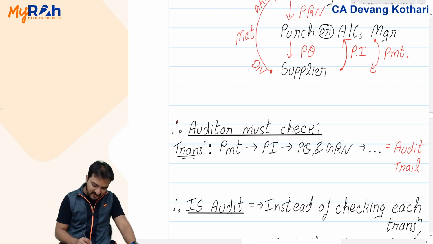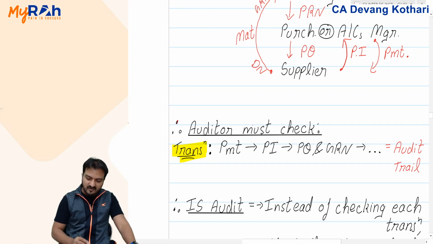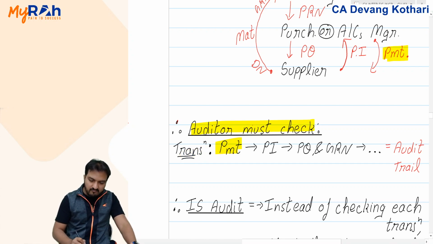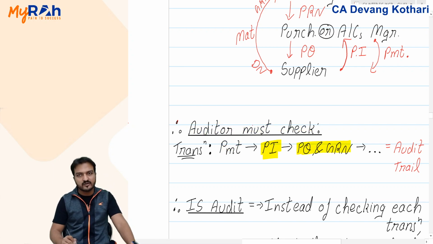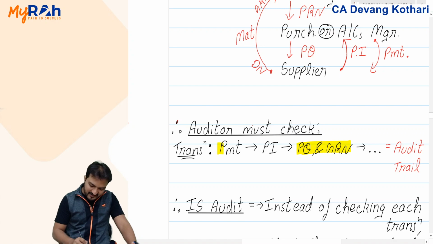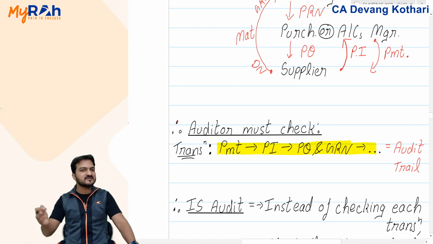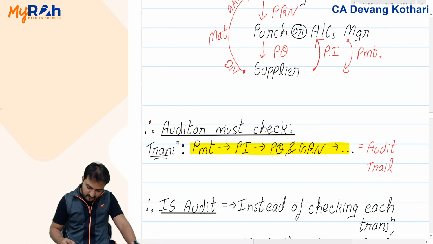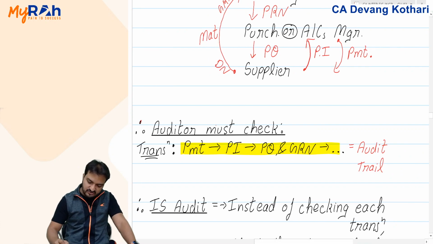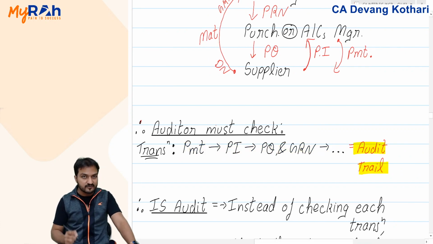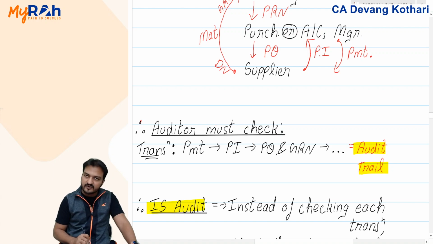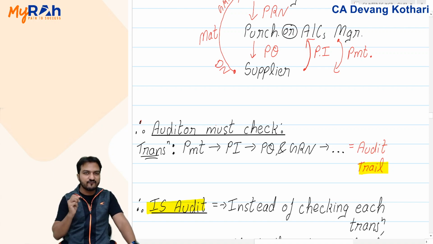When a transaction happens, the final thing at the end of the transaction is payment. But the auditor should check that the payment was not possible without a purchase invoice, and the purchase invoice was not possible without a purchase order and GRN. In short, checking this entire backward sequence of transactions is called checking the audit trail.